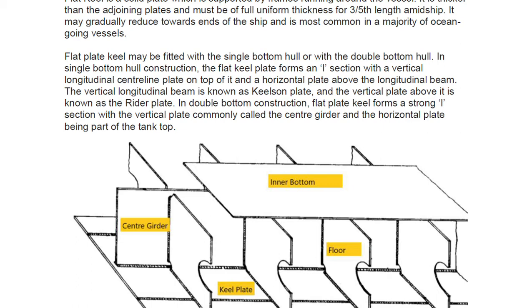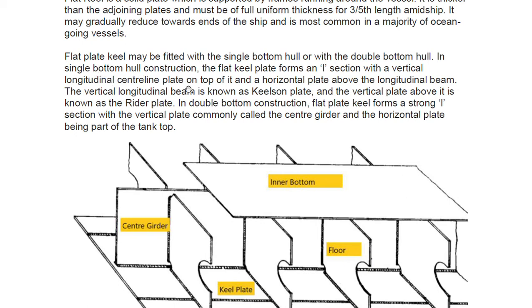In single bottom hull construction, the flat plate keel forms an I section with a vertical longitudinal center line plate on top of it and a horizontal plate above the longitudinal beam. The vertical longitudinal beam is known as the Keelson plate. So this can be asked: what is a Keelson plate? Okay, so we read it here again for you.